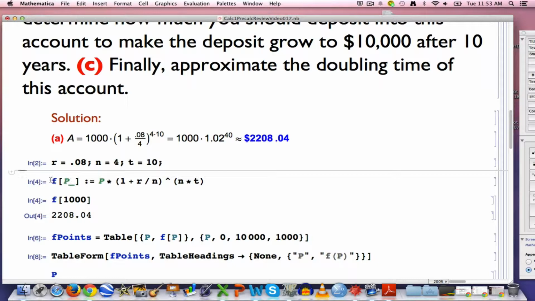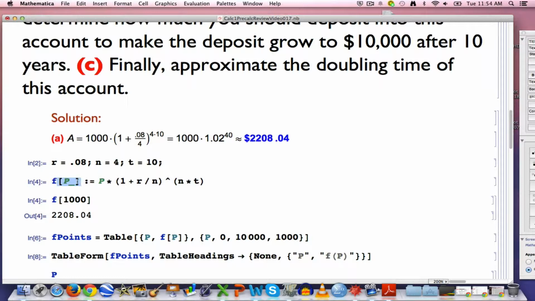We need to enter the function next. A is a function of p. Again, r, n, and t are fixed numbers in Mathematica's memory, so they are showing up as black. P is the independent variable. It matches here and here. It's showing up as green. It doesn't have a stored value.